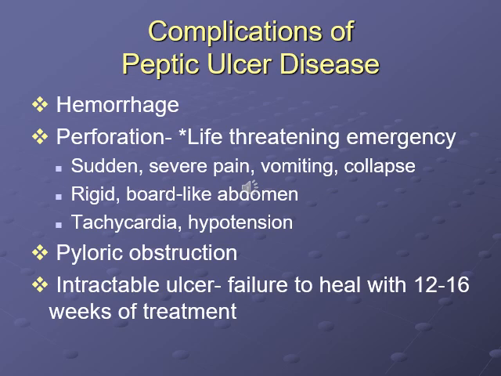And then finally, they can have what's called an intractable ulcer. Intractable ulcer means that there is failure to heal of that ulcer. So 12 to 16 weeks of treatment and it's still not healing. So sometimes if patients can't heal that ulcer, they might have to do a partial gastrectomy if it's a stomach ulcer to take out that area, or they might even do a partial bowel resection and take out part of that duodenum area. So that is a possibility.